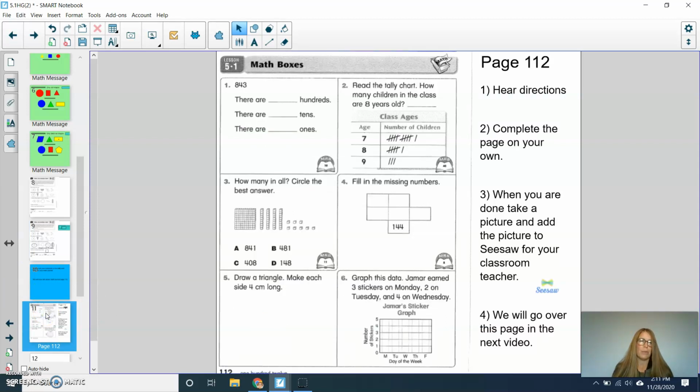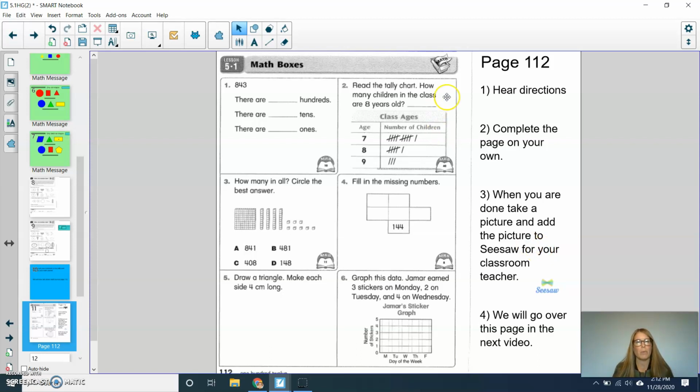So now if you can put your home link to the side and open up your math journal to page 112, I'll talk about the directions. When we're all done, I'll ask that you complete this page on your own and add the picture to Seesaw for your classroom teacher, and we will go over this page in our next video.